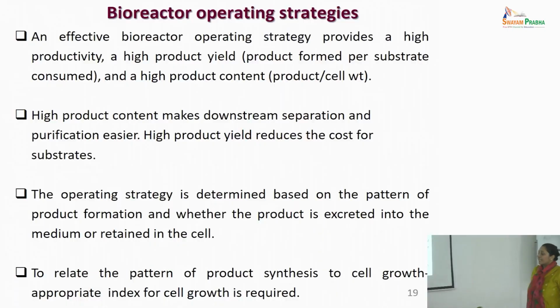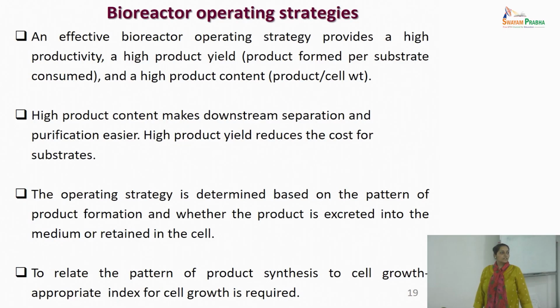And what can overcome these bottlenecks is making it into an open system. With an open system, you have the choice of running it as a fed batch or running it as a continuous cultivation. For high cell densities, people go ahead with fed batch cultivations. So an effective bioreactor operating strategy provides high productivity and high product yield.